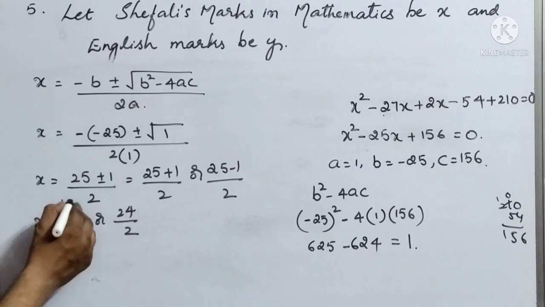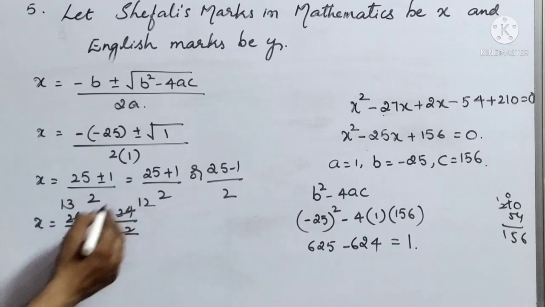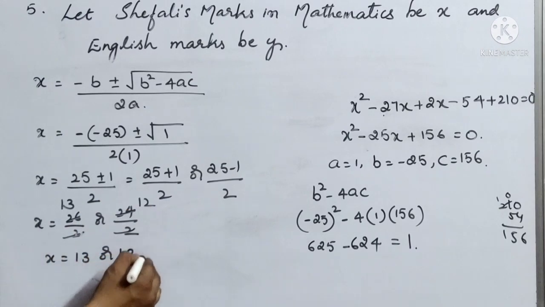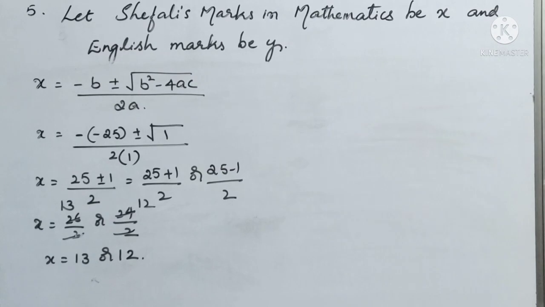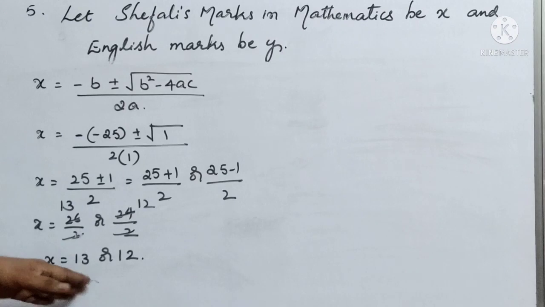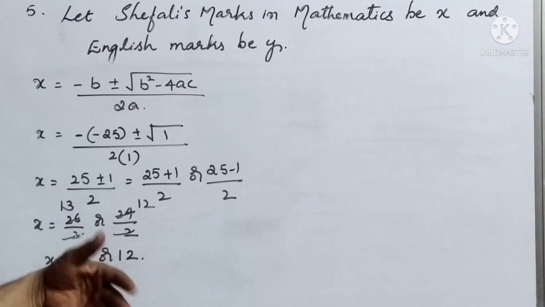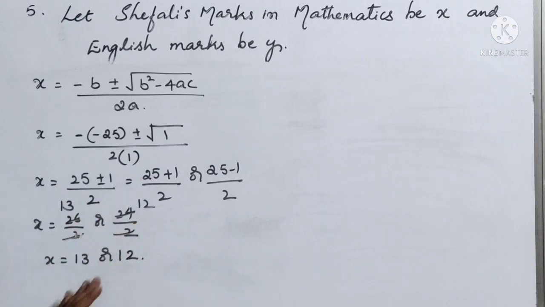2 13s are 26, 2 12s are 24. So x equals 13 or 12. The sum is not yet finished, children. Why I told you the sum is not yet over is because if the value is positive, no problem, but even negative is also no problem, because sometimes marks may come as negatives too. But at present we will take positive, and here both are positive.